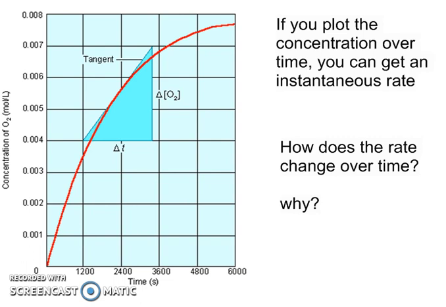In your notes, I'd like for you to sketch a graph that would represent reactant concentration over time for this same reaction. This graph is showing us product concentration, and I would like for you to sketch out one. It doesn't need any numbers or anything, but just sketch out what the shape of the curve would look like if we were looking at reactant concentration over time.